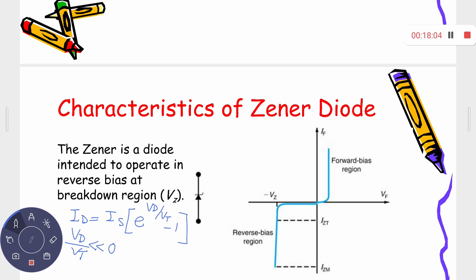Now when this VD upon VT is much less than 0, negatively large, in that case e to the power VD upon VT, e to the power minus infinity, for example, is equal to nothing but 0. Suppose VD upon VT is minus 5 or minus 7 or minus 10. Then e to the power of minus 5, minus 7, minus 10 is almost equal to 0. So ultimately ID becomes minus IS.